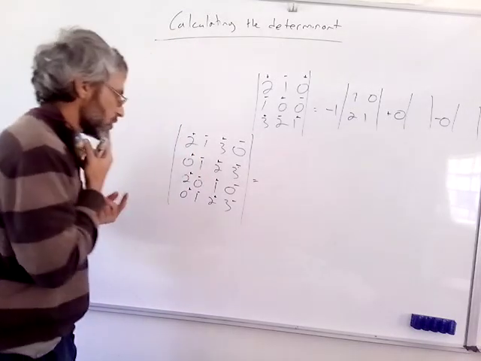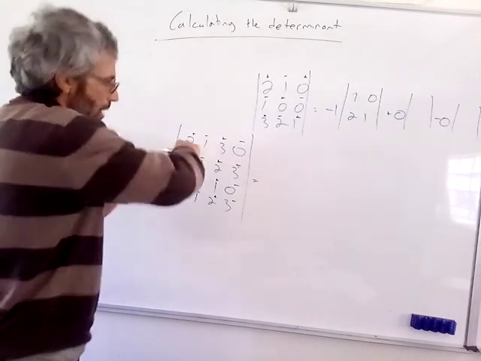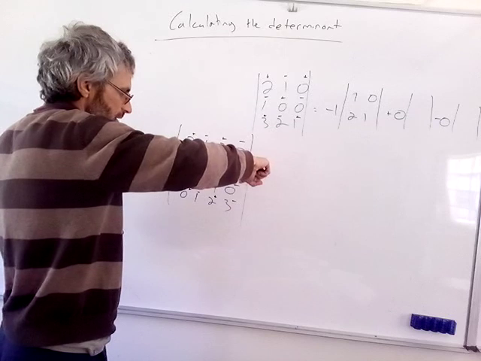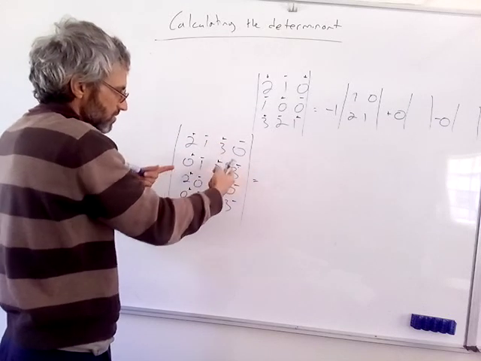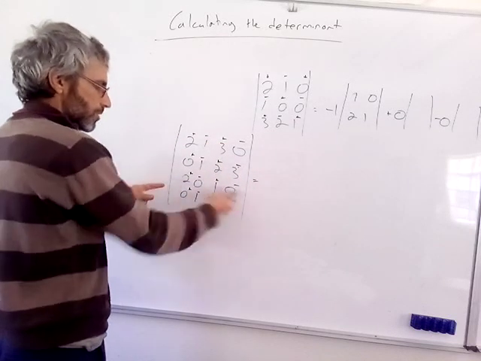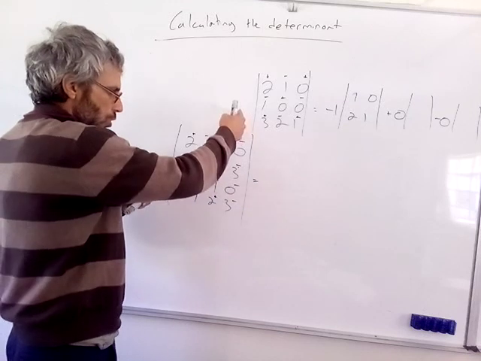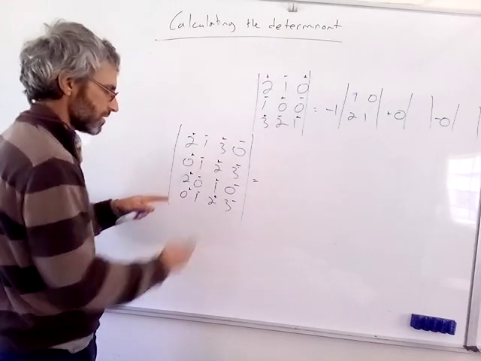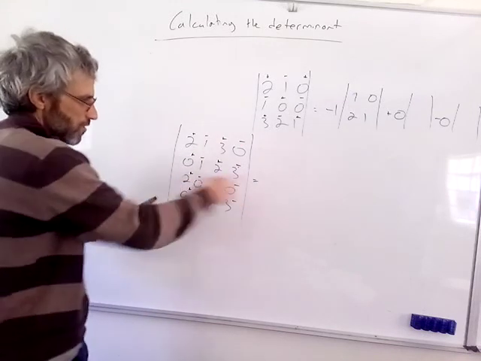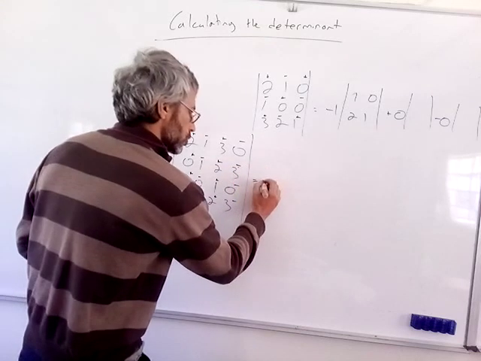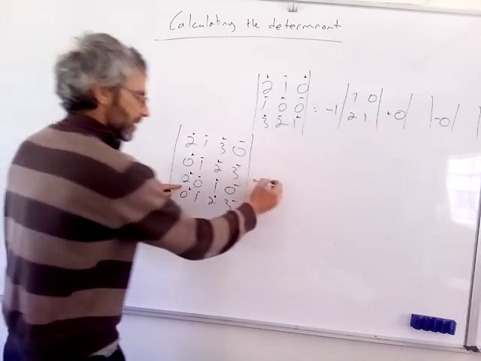So there's a bunch of rows. I wouldn't choose the first or the second, because I've got rows with more zeros. I would probably choose either the third row or the fourth column. So let's choose the third row. So it's going to be 2 times something.